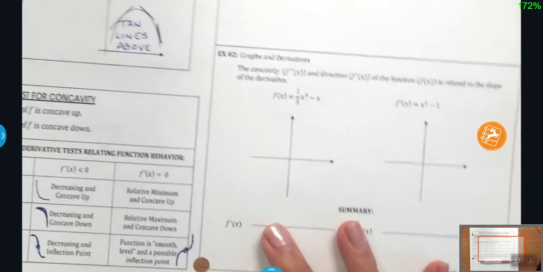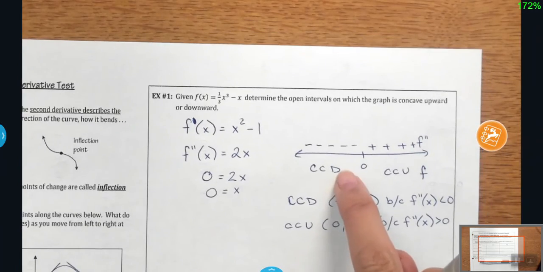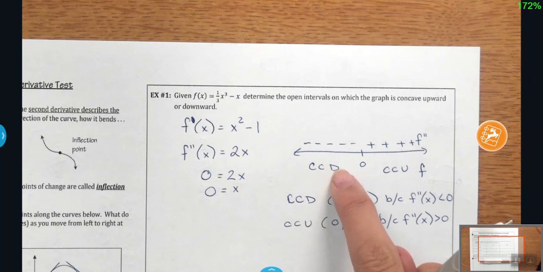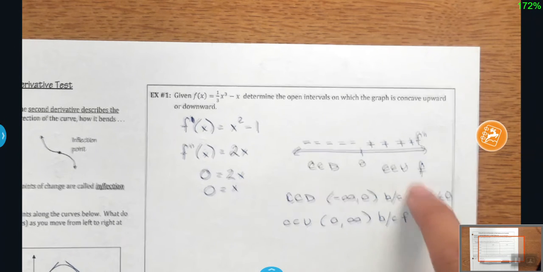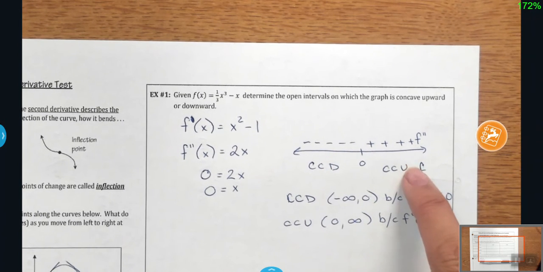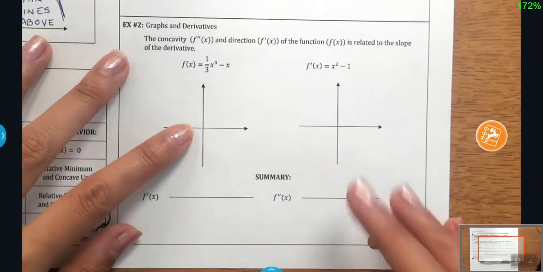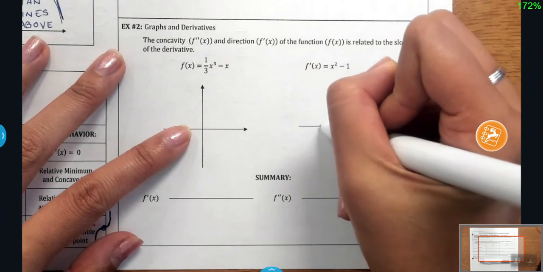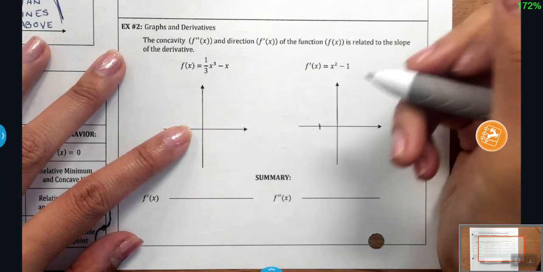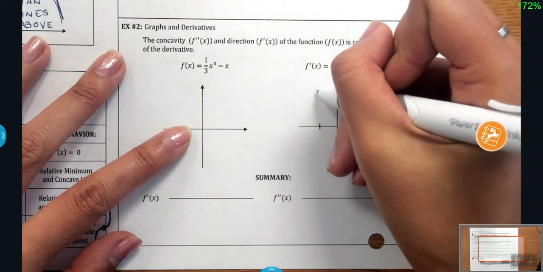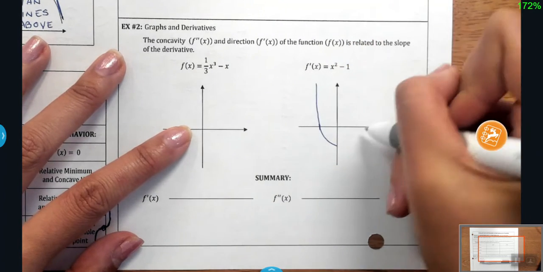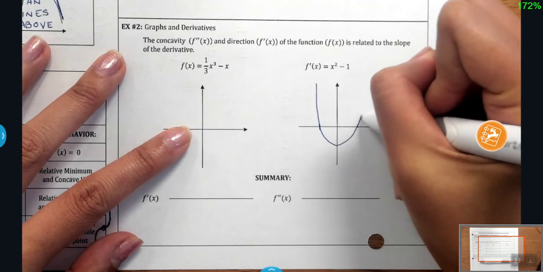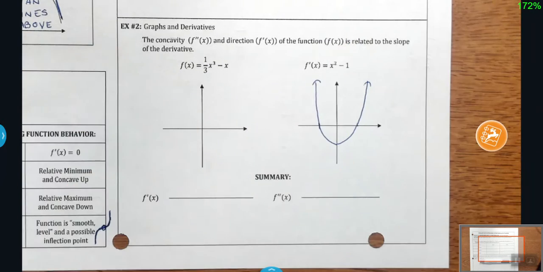Now, if you wanted to connect it, you could, because right here, if you're concave down, then what is f prime doing? Decreasing, and then on the right side, f prime would be increasing. So if you were to graph f prime, it would be decreasing up till 0, and then increasing from 0 on, and that would be the graph of f prime.